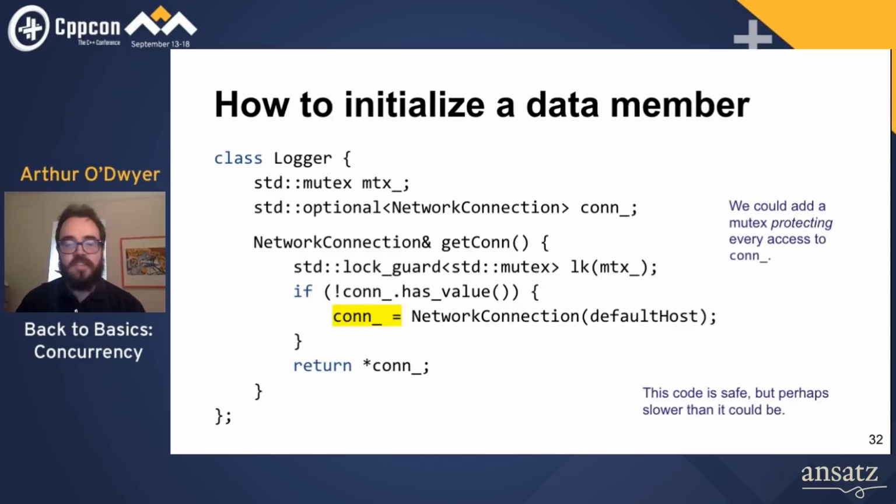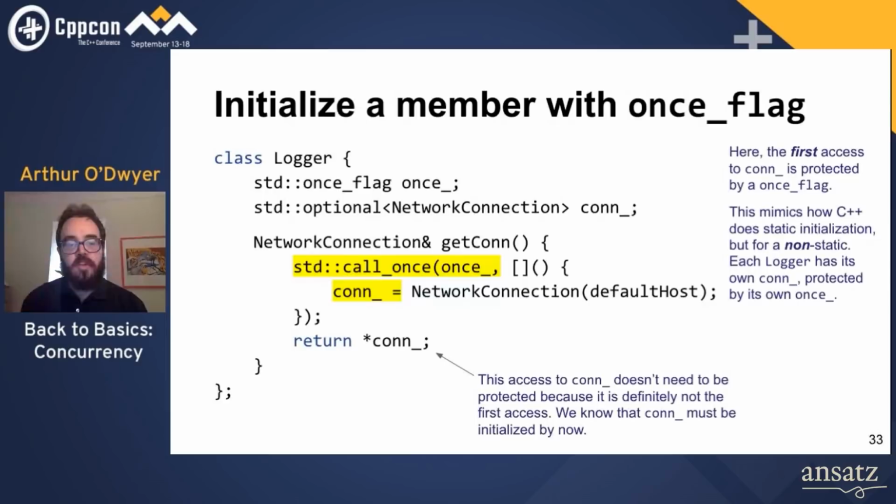What we can do is use a new primitive in C++11 called once_flag, or call_once. So a once_flag object is a concurrency primitive like mutex or condition variable, but it only has one method. And that method, for some reason, is implemented as a free function, not as a method on once_flag. It takes the once_flag as its first parameter. Think of it as the only thing you can do with a once_flag is call_once on it. When you do that, you give it some sort of job to do.